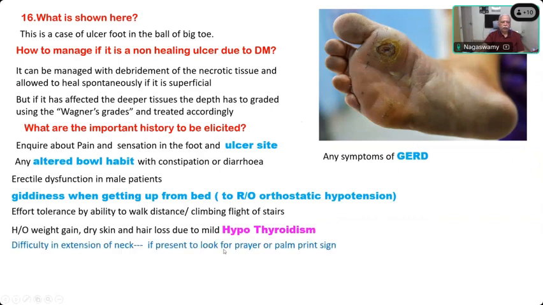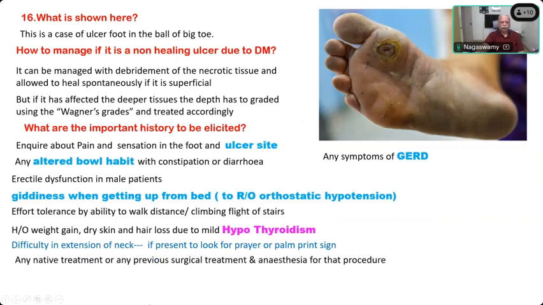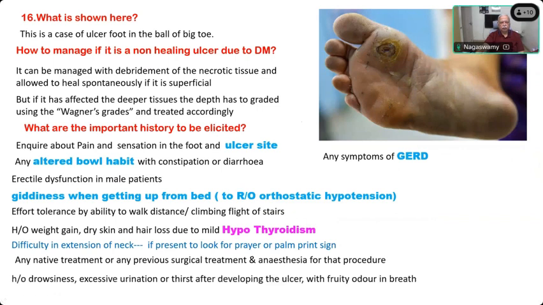any associated hypothyroidism, difficulty in extension of neck. If present, look for prayer sign or palm print sign. All these are questions to find out the severity of diabetes. Okay? Any native treatment or previous surgical treatment and what anesthesia was given for that procedure. And history of drowsiness or excessive urination or thirst with fruity odor in the breath, to rule out what complication?